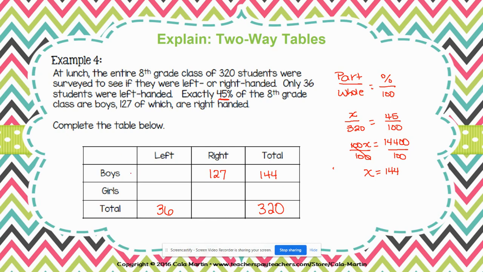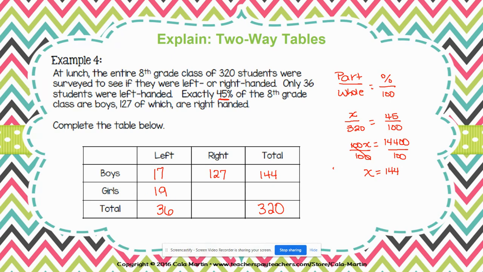So let's look at what we can do. If I start with my boys row, I know there are 144 total boys, and 127 of them were right-handed. So to figure out how many were left-handed, I'm going to do 144 minus 127, which leaves me with 17. Well, from there, I can figure out how many girls were left-handed. I know there was a total of 36 students who were left-handed, and 17 of those were boys. So to figure out how many were girls, I would do 36 minus 17, which would give me 19. Now I need to look and see what else I can do.